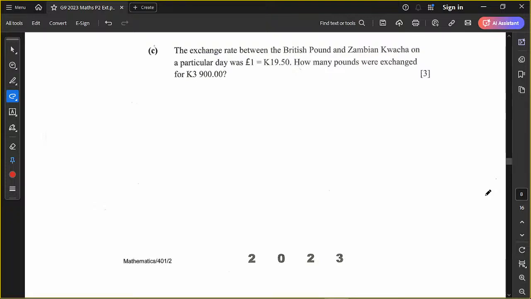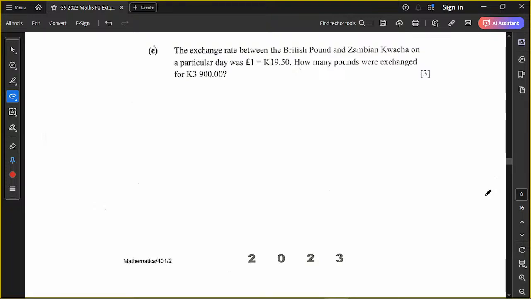We come to question 4C, which is: the exchange rate between the British pound and Zambian kwacha on a particular day was 1 pound is equal to 19 kwacha 50 ngwe. How many pounds were exchanged for 3,900 kwacha? So what we want to find is how many pounds.